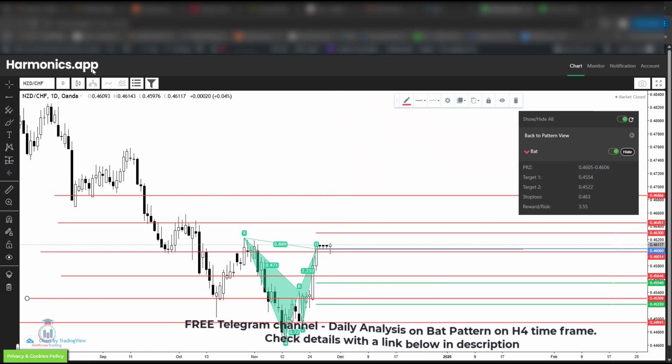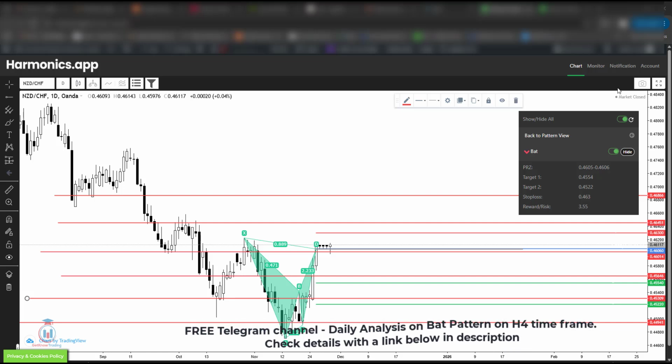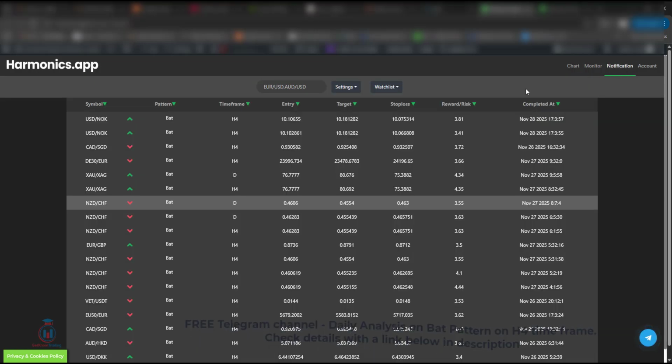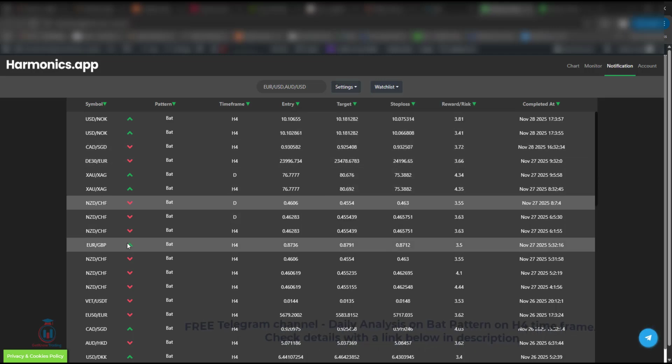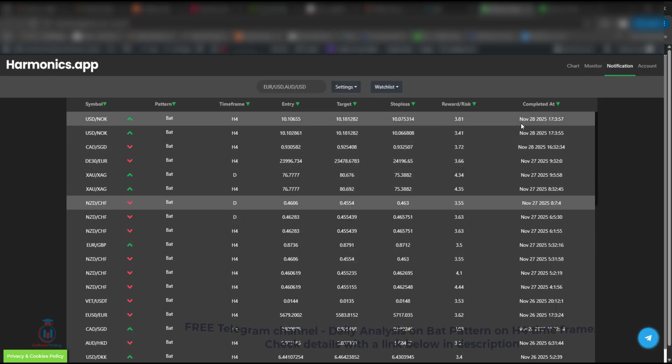Inside the Harmonic scanner, if you have tested, you can see that there is a notification tab where you can select which patterns and also which time frames you would like to track, and when the scanner detects one of these patterns that you have selected on defined time frames, it will be populated here with these details. Each row represents one of the patterns on one of the time frames and for the symbol, with the entry level, target, stop loss, reward to risk, and when it has been formed.